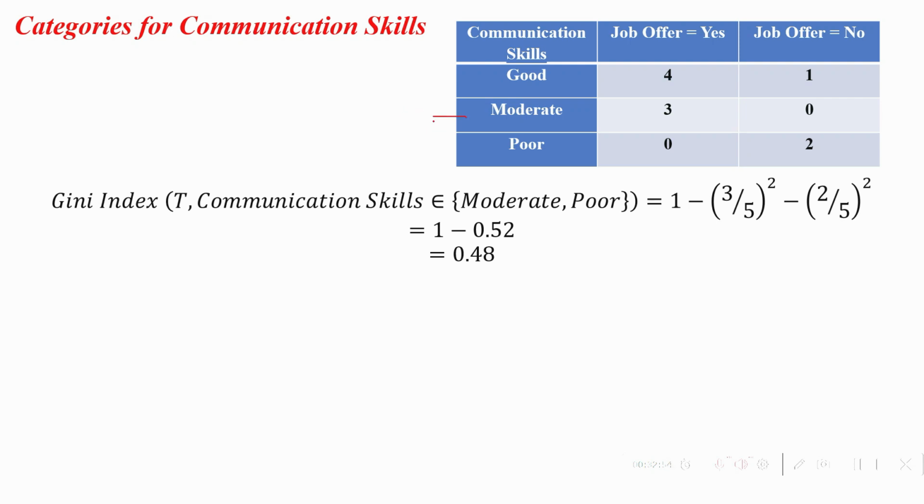Now we are going to find out the other categories, other possibilities. Now moderate and poor belong to subset 1 and good belongs to subset 2. Okay, so Gini index of the target variable with respect to communication skills, where subset 1 contains moderate and poor.